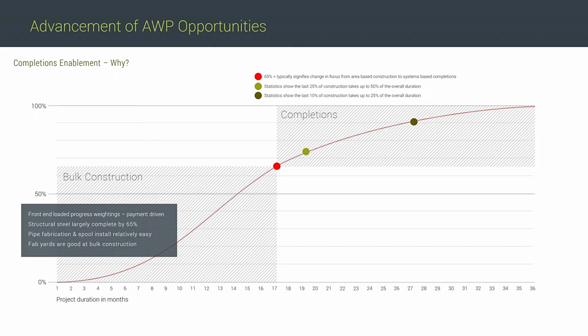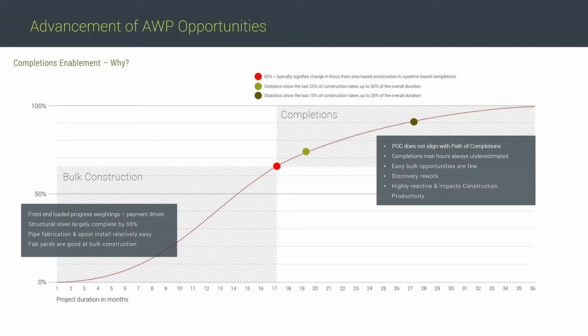When we understand in bulk construction, largely we're front-end loaded on progress weightings, structural steel is easy and largely complete, bulk fabrication of spools and install is relatively easy, and most construction contractors and fab yards are good at bulk construction. On the counter side to this, the path of construction doesn't include the path of completions typically. We underestimate the man hours required, there are few bulk opportunities, and discovery rework is something that impacts us. And this area is always highly reactive, which can then have a negative impact on construction productivity.